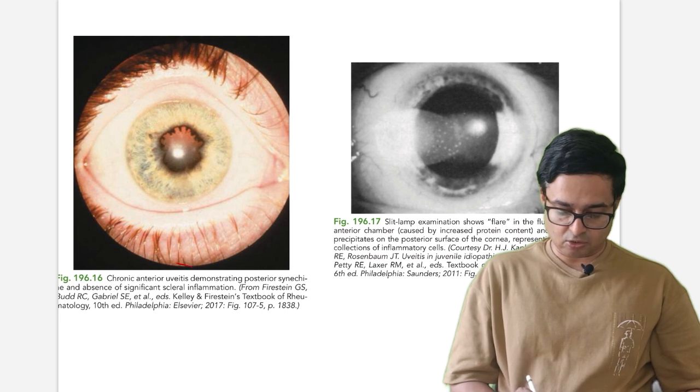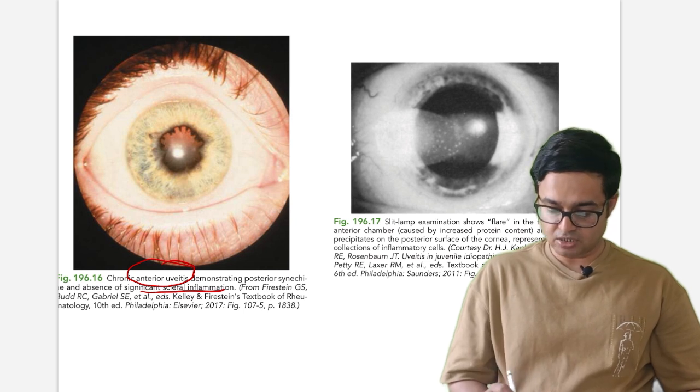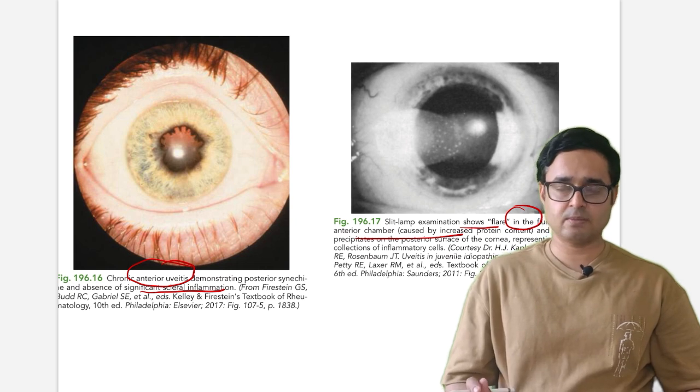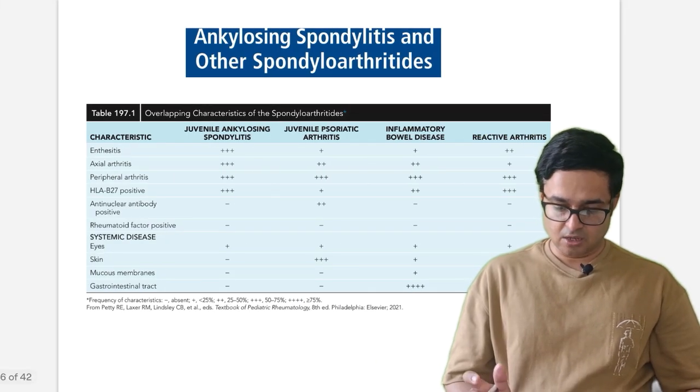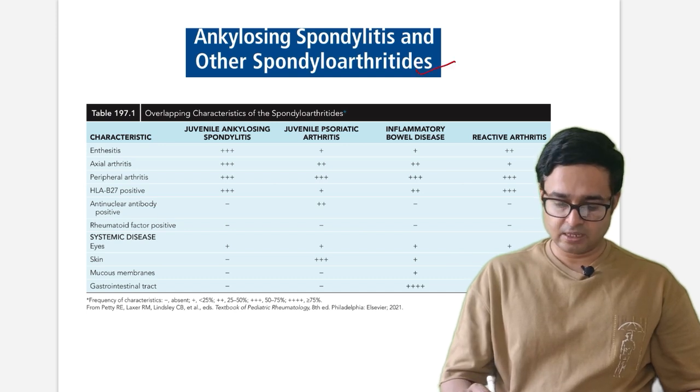This is chronic anterior uveitis demonstrating posterior synechiae in absence of significant scleral inflammation. On slit lamp examination, it shows flare in the fluid of the anterior chamber. Just go through these images. These can be asked.